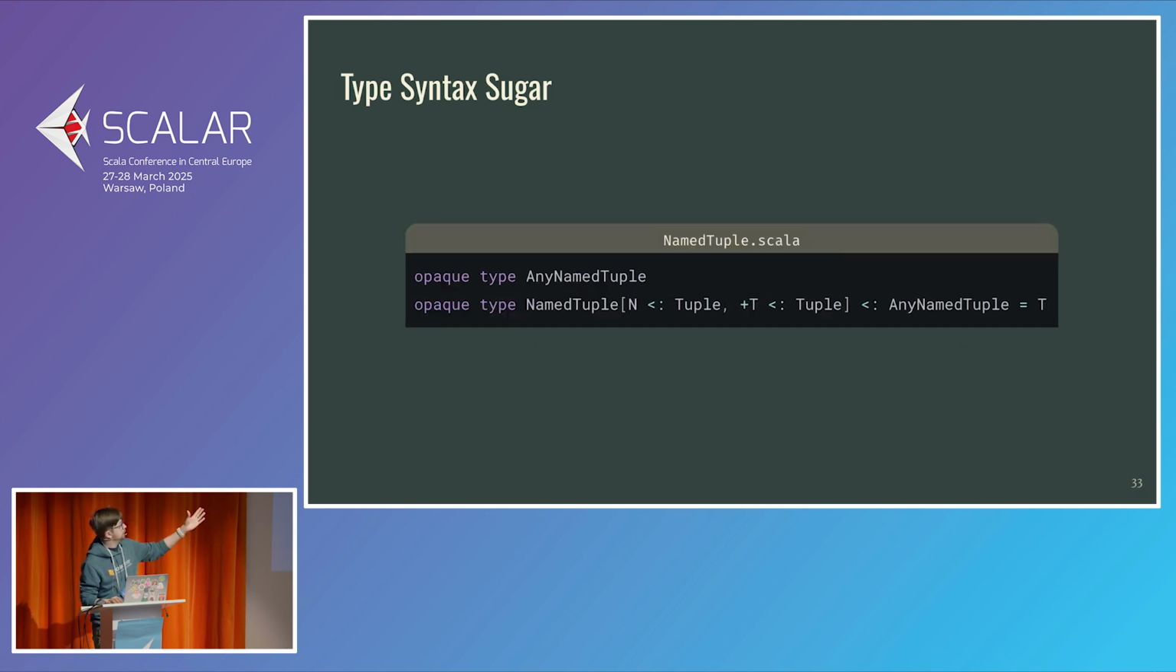And this is what it actually is. It's this opaque type. So all named tuples derive from AnyNamedTuple. And then NamedTuple is really just a type alias to the T on the right. So it really is just a zero cost wrapper of a tuple type.